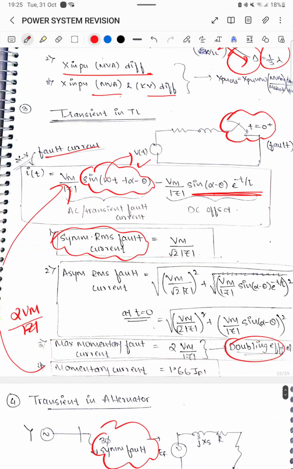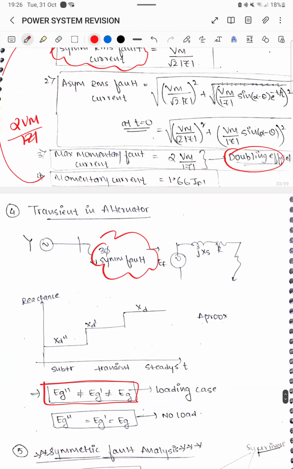Then we have seen transients in a transmission line. In that case, fault current equals AC transient minus DC offset. AC transient is equal to V upon mod Z sin of omega t plus alpha minus theta, minus V upon mod Z sin of alpha minus theta e to the power minus t by tau. Then we have seen how to find a symmetric fault current, RMS fault current, asymmetric RMS fault current. We have seen what is meant by maximum momentary current, and what momentary current is.